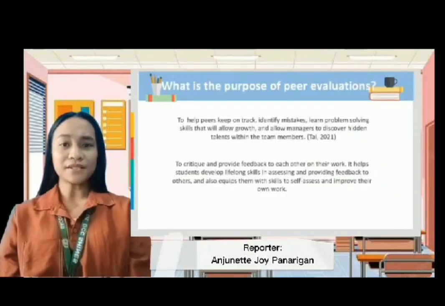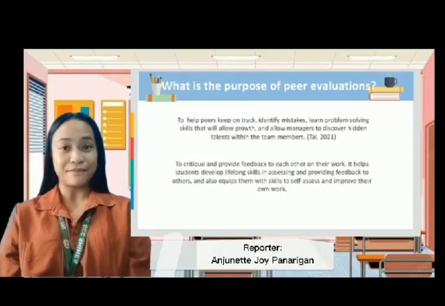So, what is the purpose of peer evaluation? The main purpose of peer evaluation is to help peers keep on track, identify mistakes, learn problem-solving skills, allow growth, and allow managers to discover hidden talents within the team members.